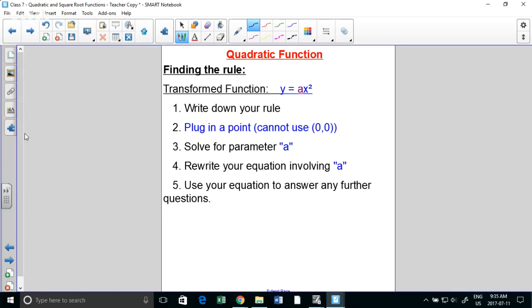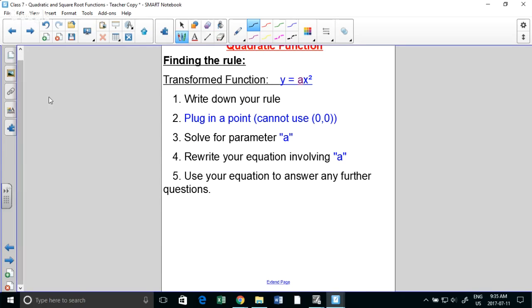When you're finding the rule, it's very straightforward. You write down the rule. When you're doing this with lines you need a minimum of 2 points to be able to find the rule. For a quadratic of this form, you only need 1. So you plug in a point other than 0, 0.